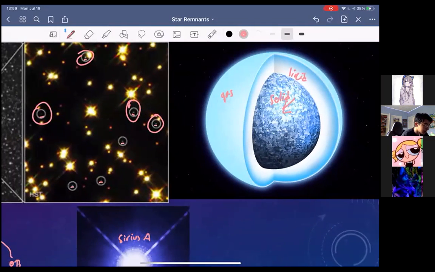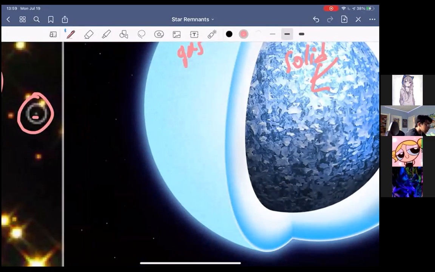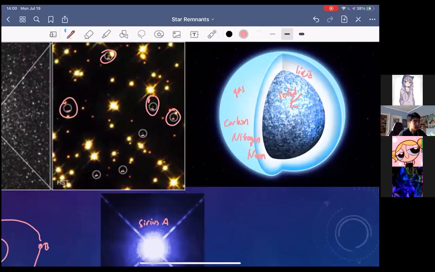So that's what scientists think happens to a white dwarf as it begins to cool down. Its core becomes more solidified. Its atmosphere becomes more liquidy, and the gas membrane on the outside begins to turn to liquid. So this is all carbon, nitrogen, and neon. That's all this stuff in here.